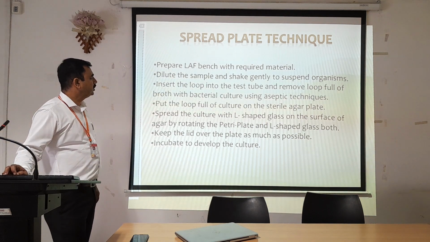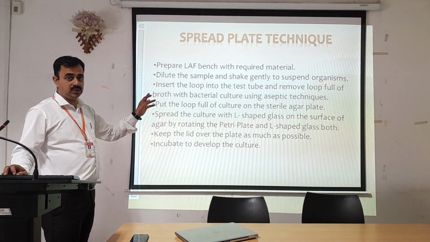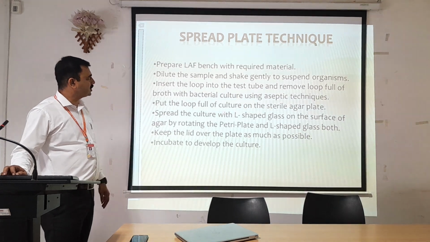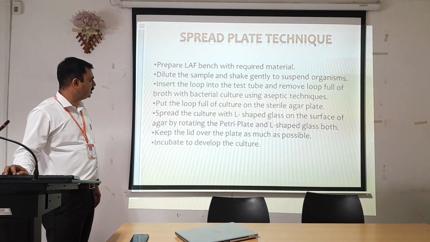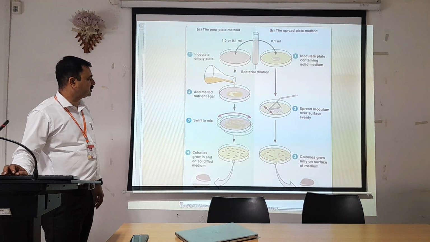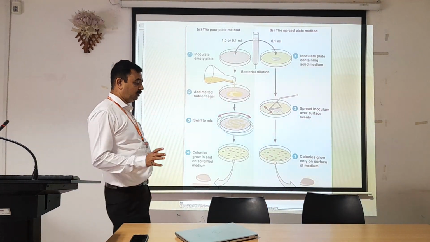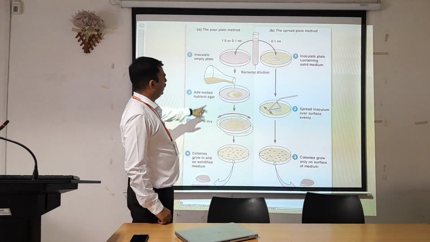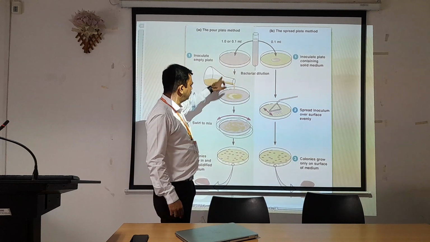Spread plate technique. This is the third technique that can be mentioned. Prepare a clean bench with required material, dilute the sample and shake gently to suspend the organisms. Insert the loop into the test tube and remove it with bacterial broth. See this, I will come to this point so that it will be clearer. See, this is the pour plate technique, you can easily see over here.